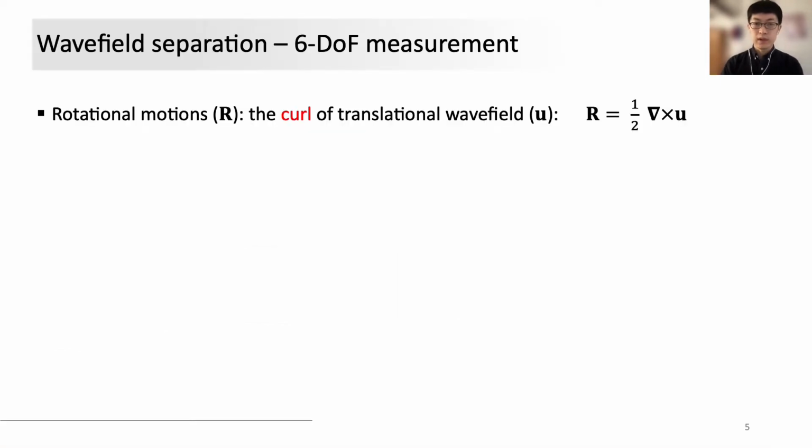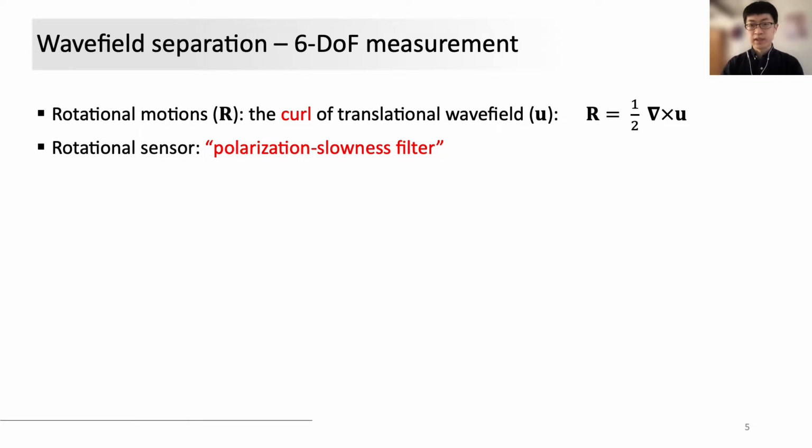Rotational motions are essentially the curl of the translational wavefield. Because of the curl operation, rotational sensors can be treated as polarizing, propagating filters, which will naturally filter out or separate the different types of seismic waves according to their polarization and propagation features. In general, there are three categories.